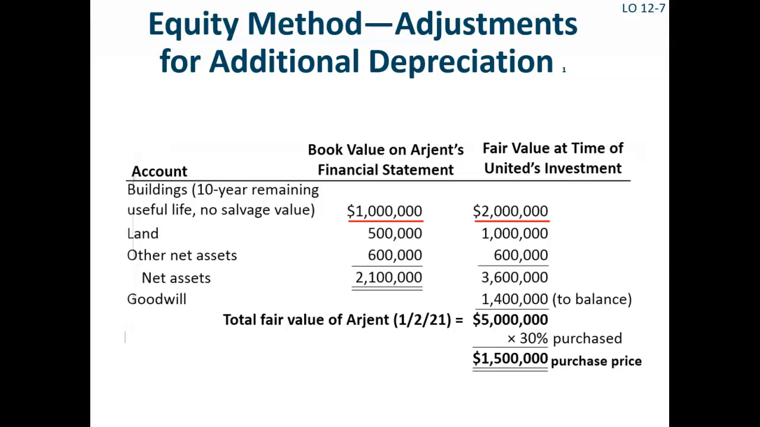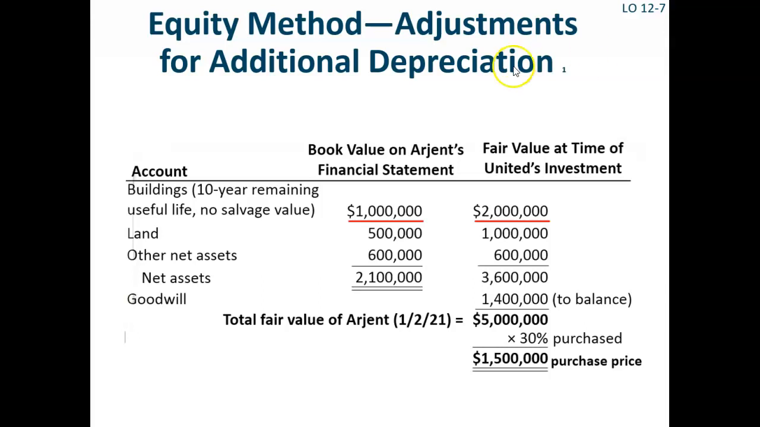As shown on this slide, the book value of Argent's buildings is $1 million and the fair value is $2 million, which creates a difference of $1 million. Assuming a 10-year life of the buildings and straight-line depreciation, United must recognize $30,000 of additional depreciation expense each year for 10 years, calculated as follows.